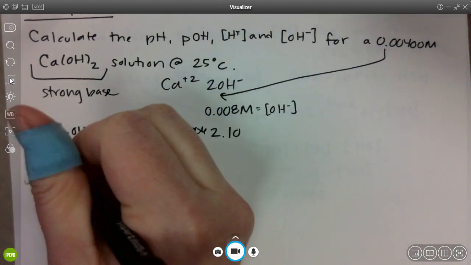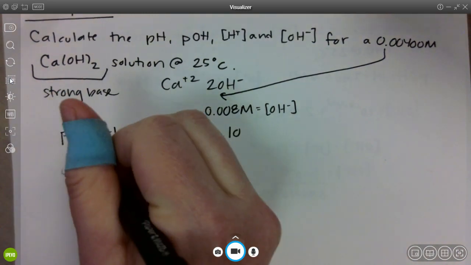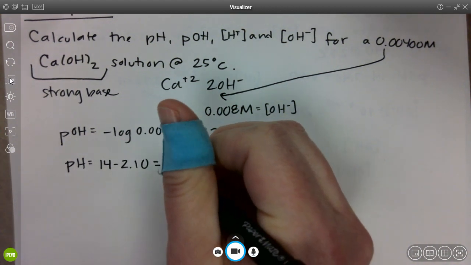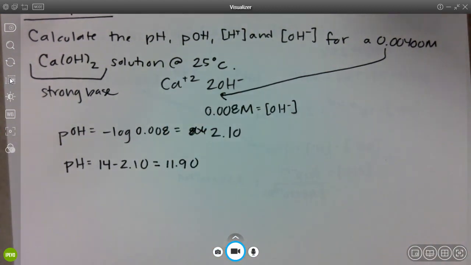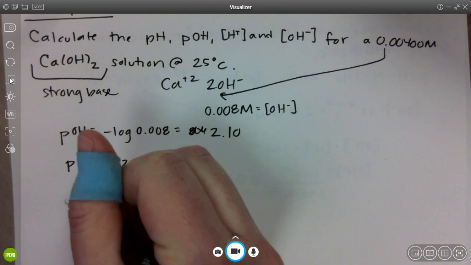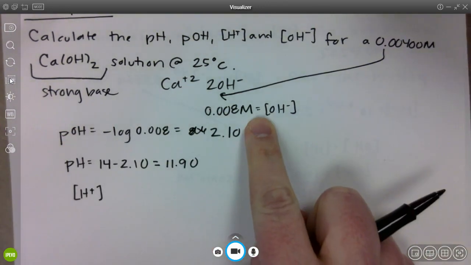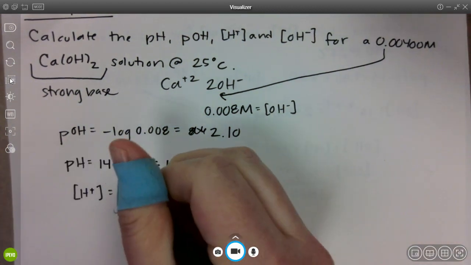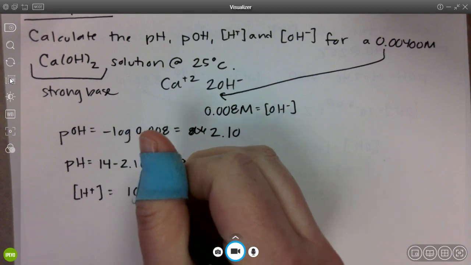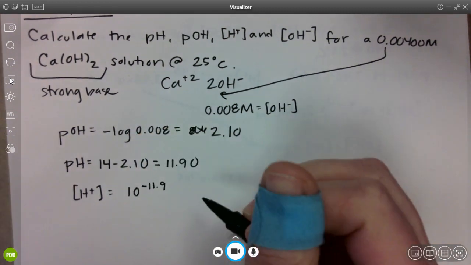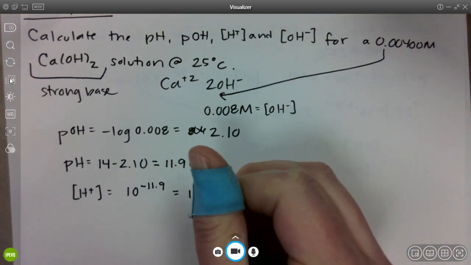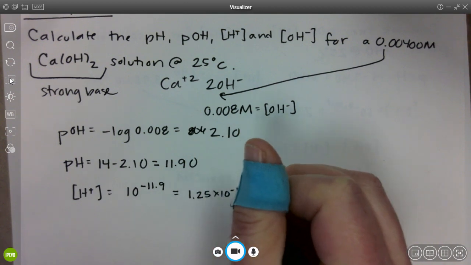If I have my pOH, I can solve for my pH by taking 14 minus 2.1, and that gives me a pH of 11.90. Okay. Then I want to find my concentration of H plus, and there are 2 ways to do that. You can use this concentration here to find it, or you could use your pH to find it as well. In this case, I'm going to use my pH because I just really think it's easier. So I'm going to take 10 to the negative 11.9. Remember, this needs to be put into your calculator and given an answer, and it should be 1.25 times 10 to the negative 12 molar.